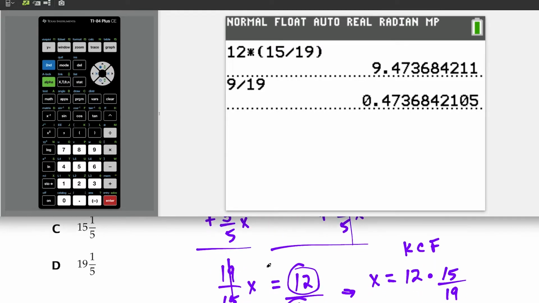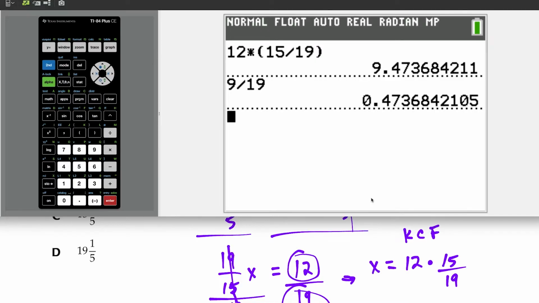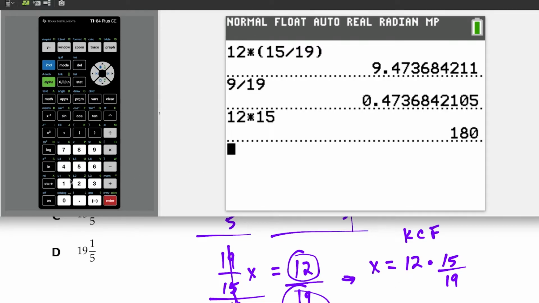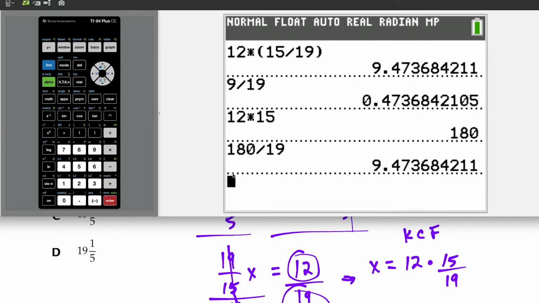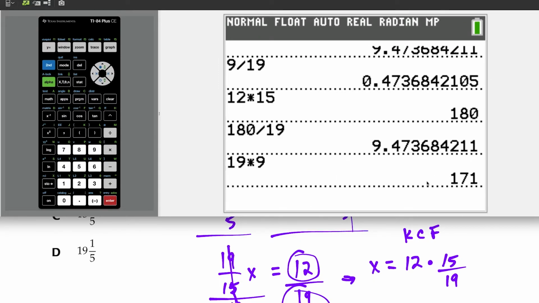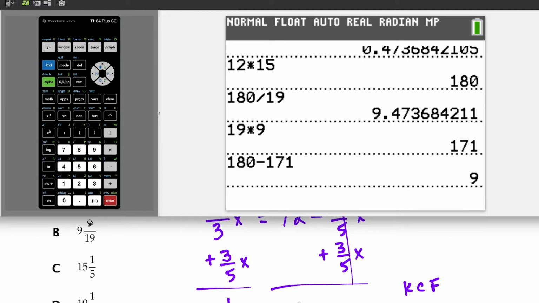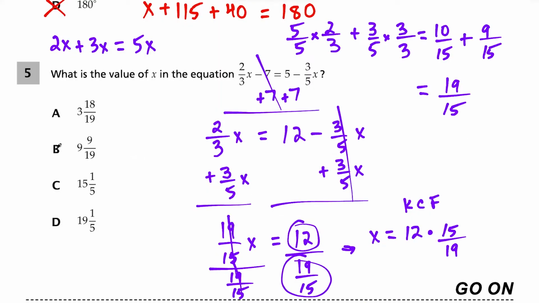If you wanted to do this more by hand, what you would do is you would do 12 times 15. So 12 times 15. And then here we have 180 divided by 19. But if we do 180 divided by 19, we're going to get the same answer for now. But watch what happens if we do 19 times 9. 19 times 9 gets us to 171, and that gives us a remainder of 9. If I did 180 minus 171, you could see that we were 9 away. So that's where that numerator of 9 is coming from, the 9 and 9/19. But either way here, we're getting choice B. So our solution here is choice B.